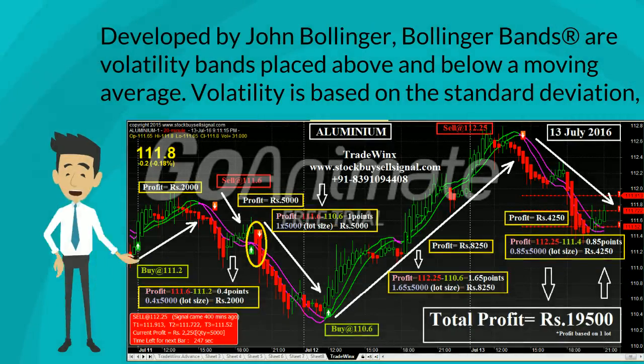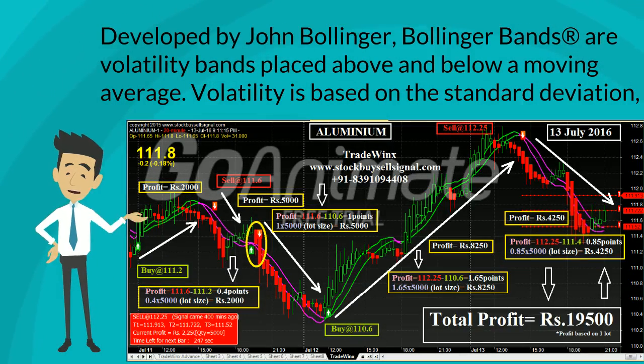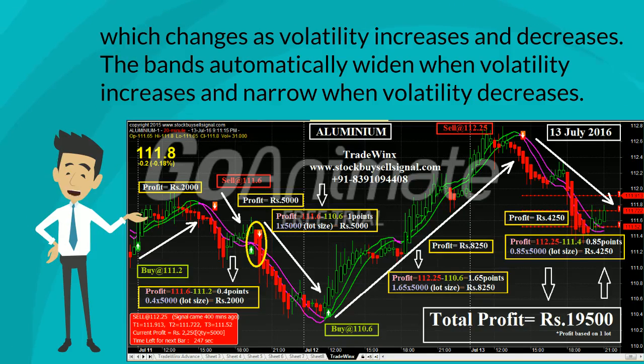Developed by John Bollinger, Bollinger Bands are volatility bands placed above and below a moving average. Volatility is based on the standard deviation, which changes as volatility increases and decreases. The bands automatically widen when volatility increases and narrow when volatility decreases.